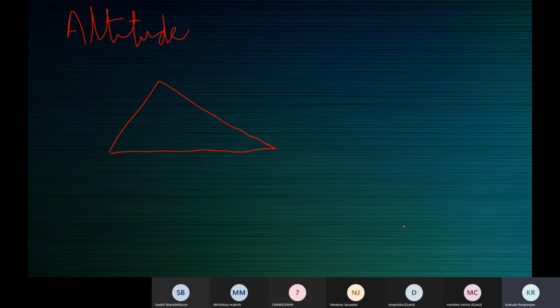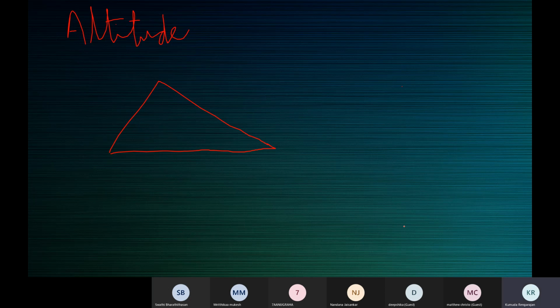Yeah, children, sorry. Now tell me, based on the angles. Ma'am, we are having acute angled, right angled, and obtuse angled. Yes, what is an acute angle triangle? How do you describe an acute angled triangle? Ma'am, in an acute angled triangle, all the three angles will be less than 90 degrees, ma'am.